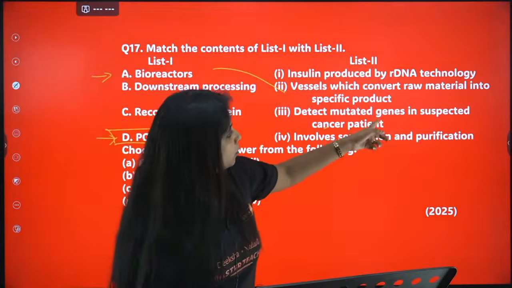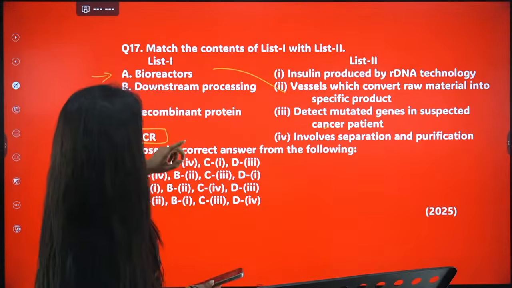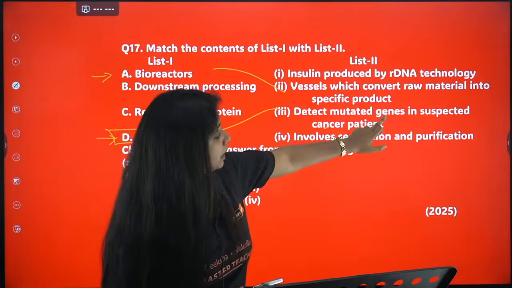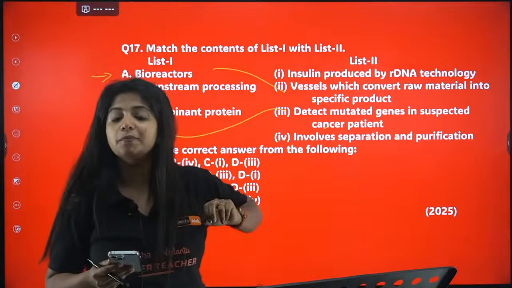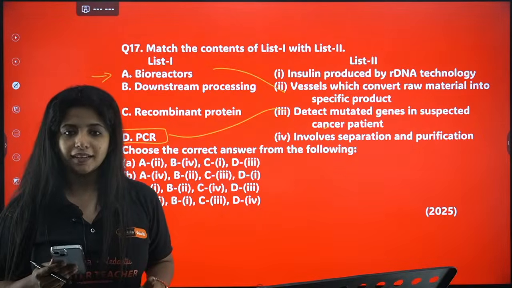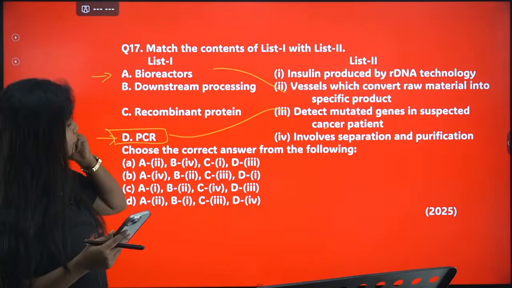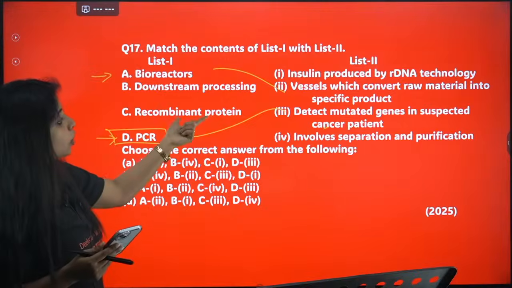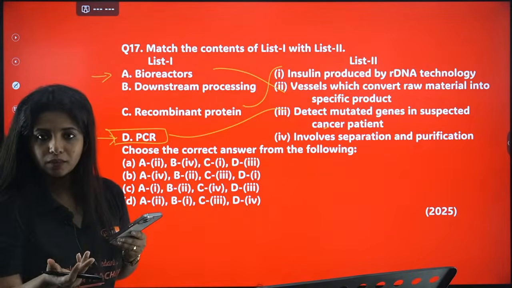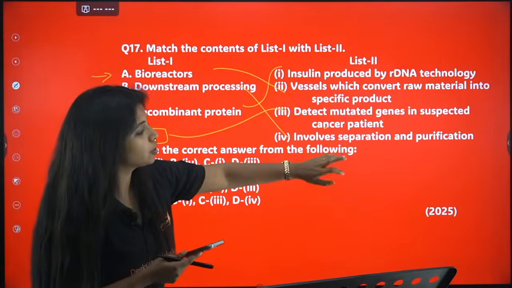Now let's see. Detect mutated genes in suspected cancer patients, involves separation and purification. What do you think is the answer for this question? PCR, detect mutated genes in suspected cancer patient. This is the only thing that matches with PCR. Nothing else can match with PCR, because recombinant protein is insulin, something that we can get from recombinant DNA technology. Downstream processing involves separation and purification.